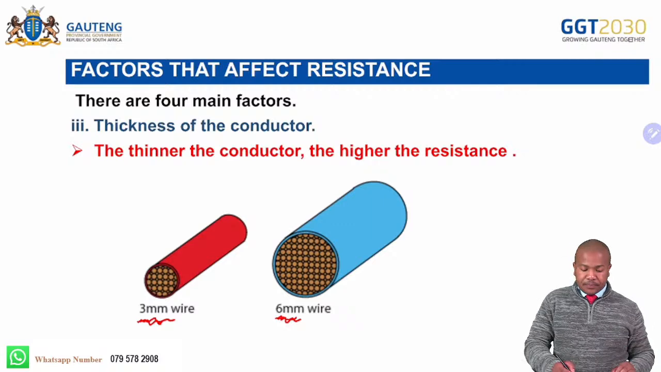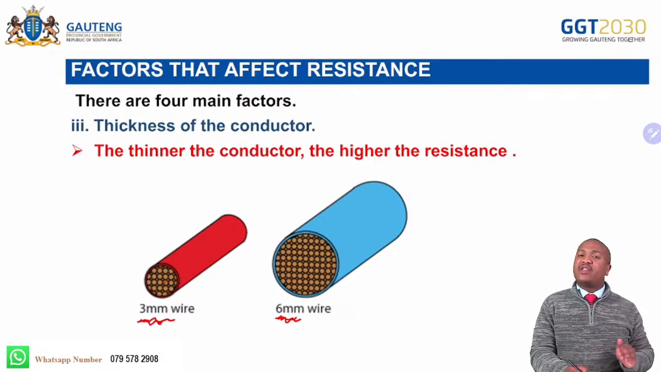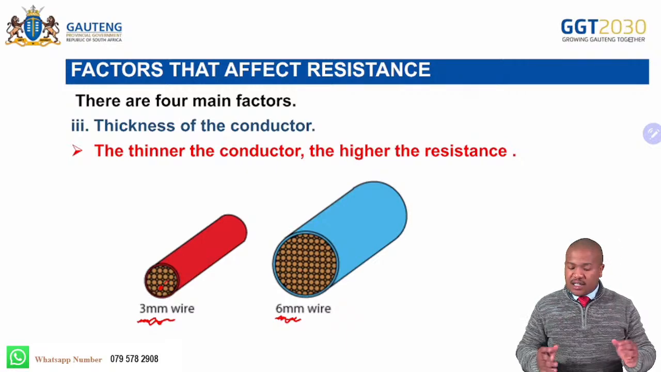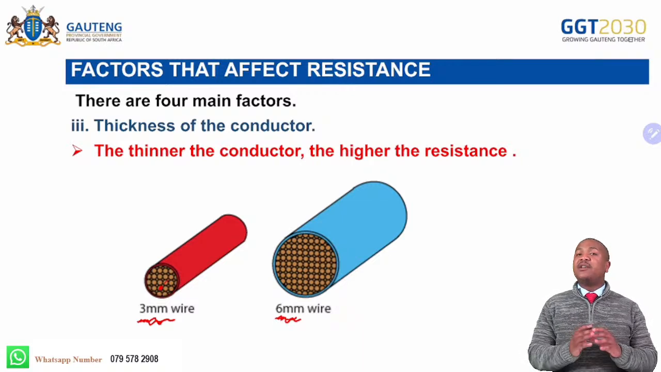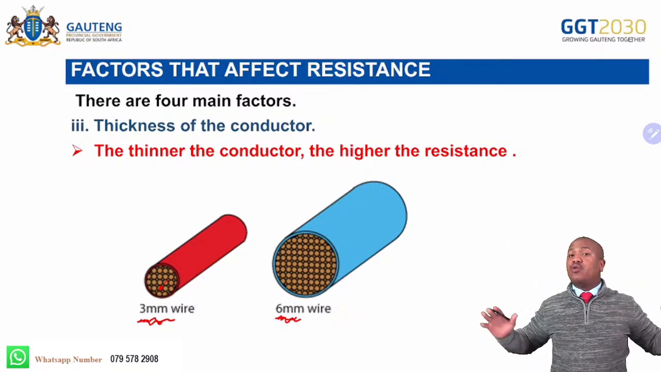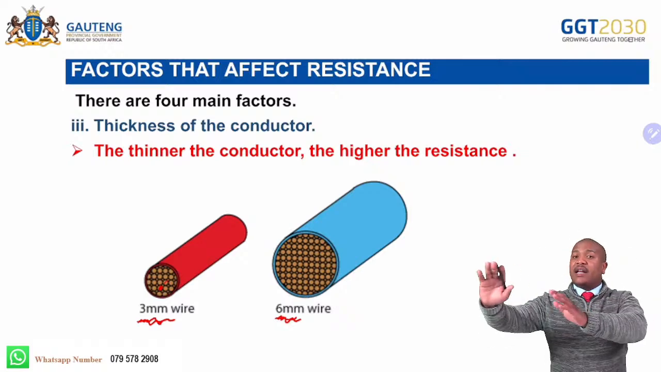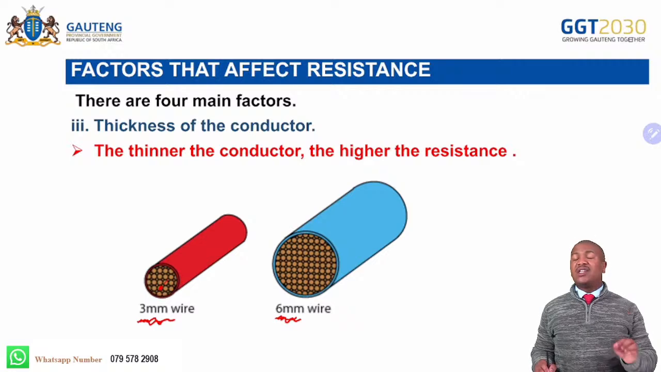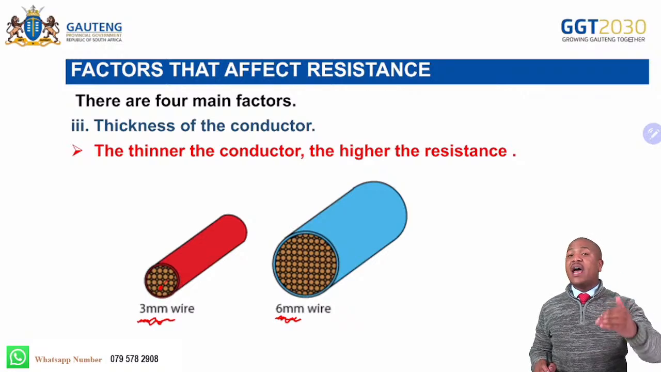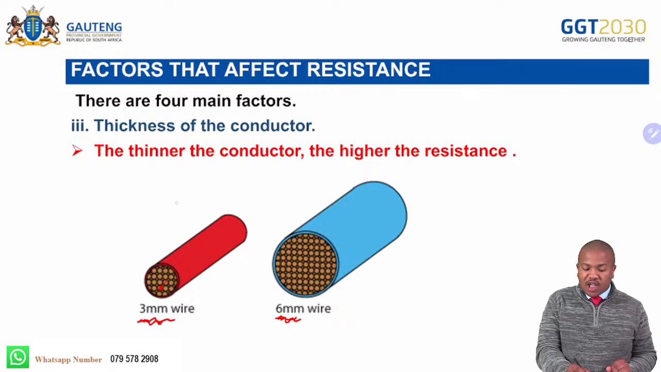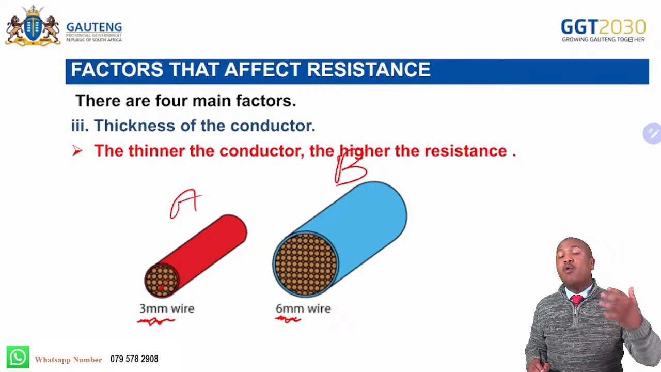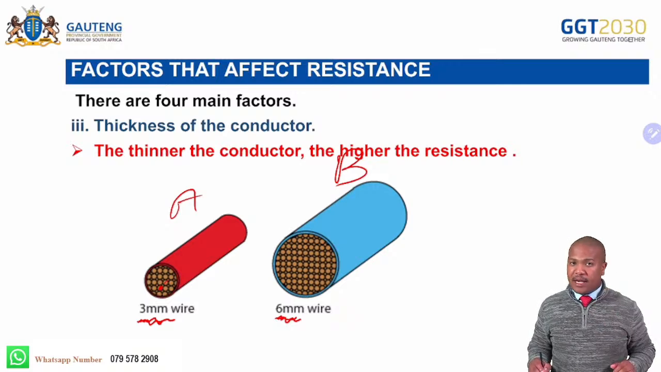What happens here? There is small space for the current to travel. It's like it's constricted. Whereas in the 6 millimeters wire, there is a vast amount of space for the current to travel. It travels freely. So now, the thinner the conductor, the higher the resistance. So between the two, A and B, A would have more resistance compared to B.